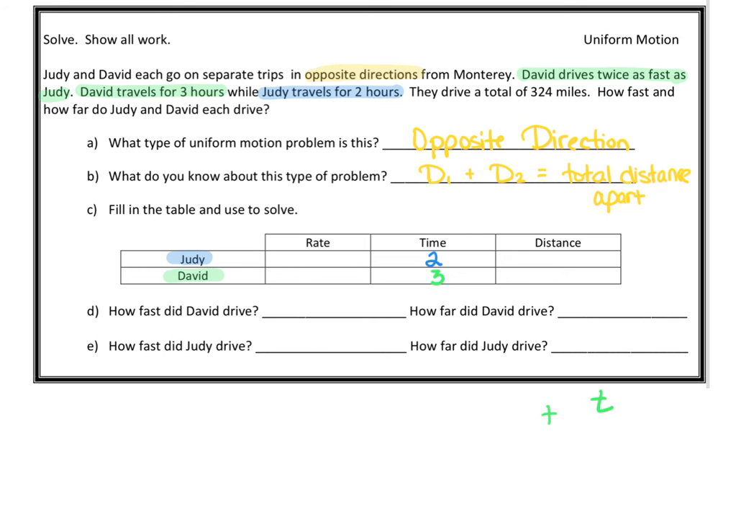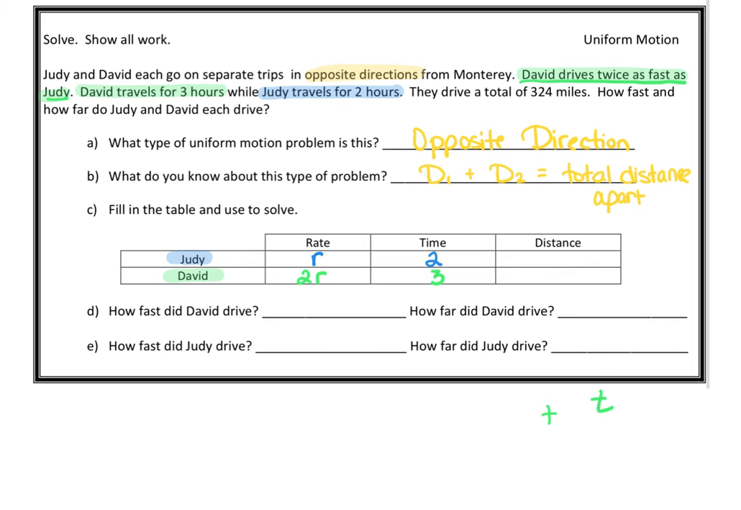But anyway, we do not know her rate, so we are going to put a variable there. You can put R, you can put X, but we do not know her rate. They told us David travels twice as fast as Judy. If Judy is going R miles an hour, how fast is David going? 2R, yes, 2R. So David's rate is 2R. Okay?